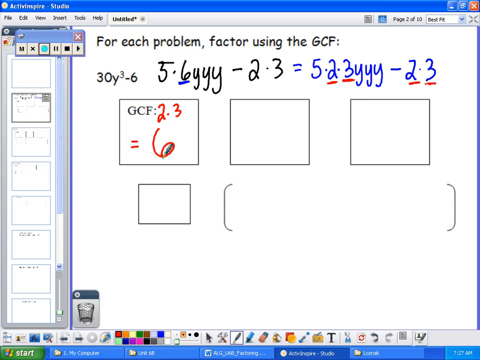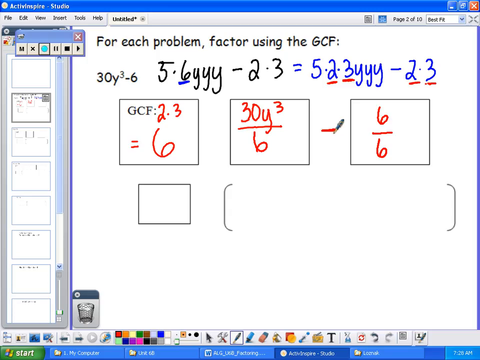Now in the next two boxes, I'm going to take the first term, 30y cubed, and divide it by my greatest common factor, 6. And I take my second term, 6, divided by my greatest common factor, 6. And I'm going to put in a minus sign right there.